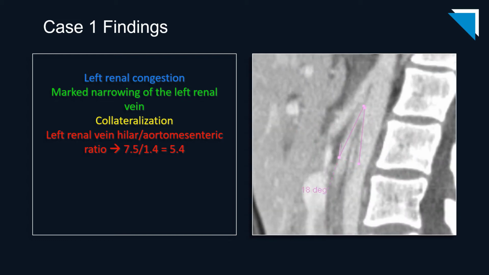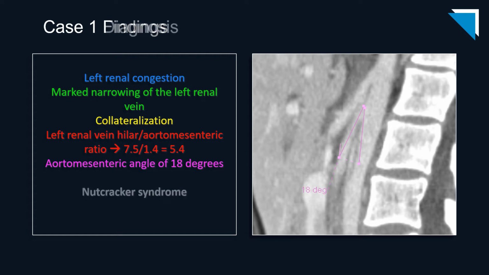Another useful diagnostic tool is the aortomesenteric angle. You obtain that by measuring the angle between the aorta and the superior mesenteric artery in the sagittal plane. In this case, that angle is 18 degrees. And this constellation of findings is consistent with Nutcracker syndrome.